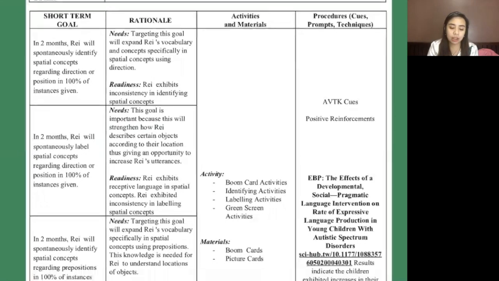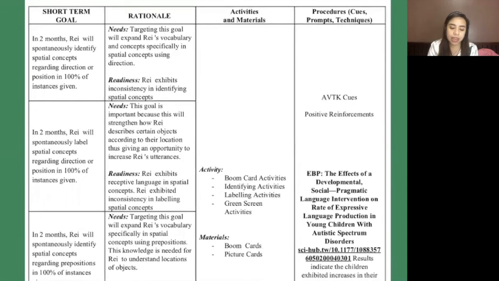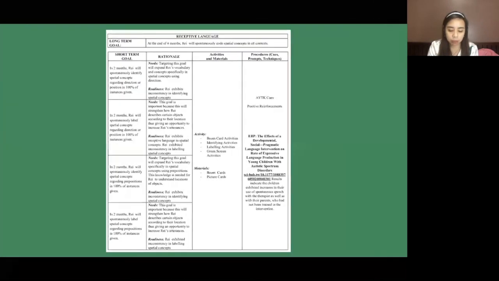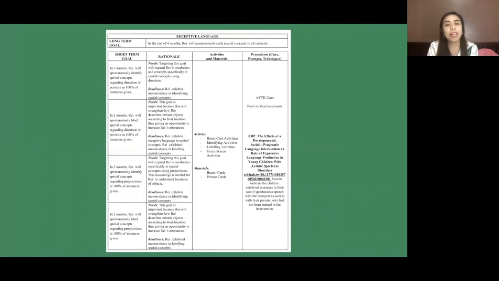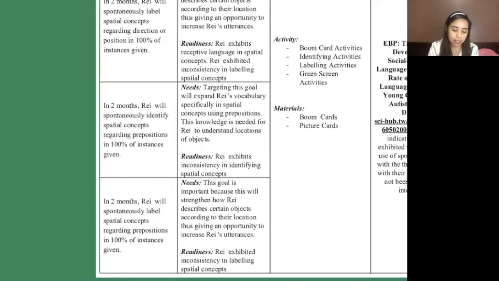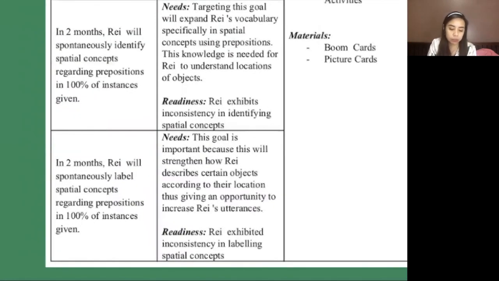And then readiness is Ray exhibits inconsistency in identifying spatial concepts. So you see there that it's properly justified on why you have to target that goal. Let's look at the last goal. In 2 months, Ray will spontaneously label spatial concepts regarding prepositions in 100% of the instances given.